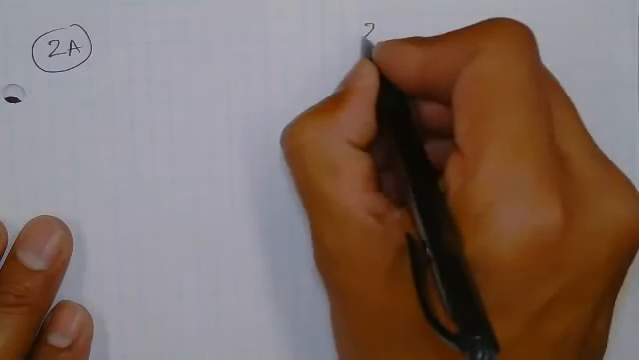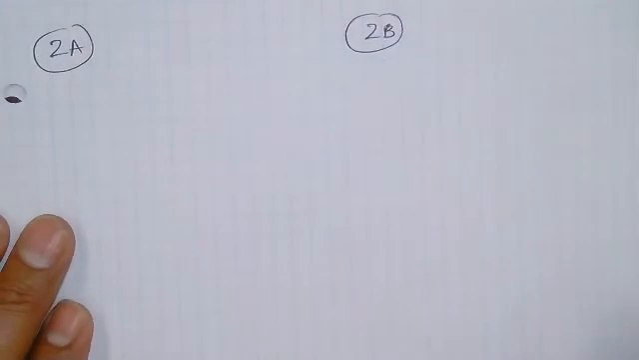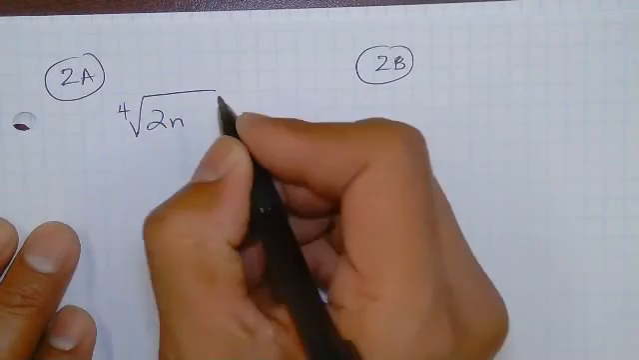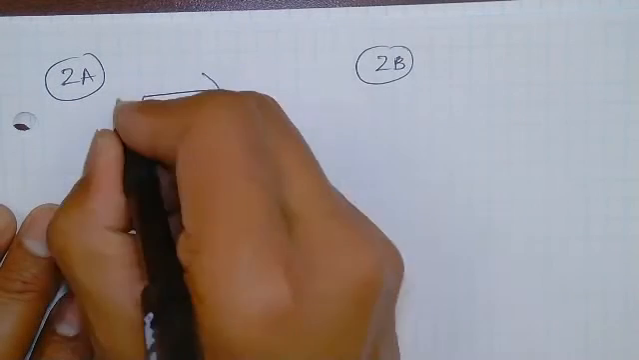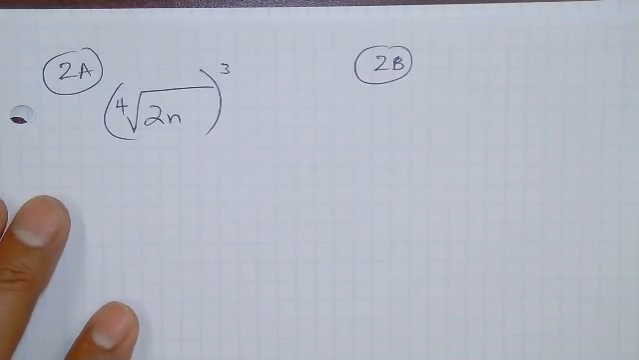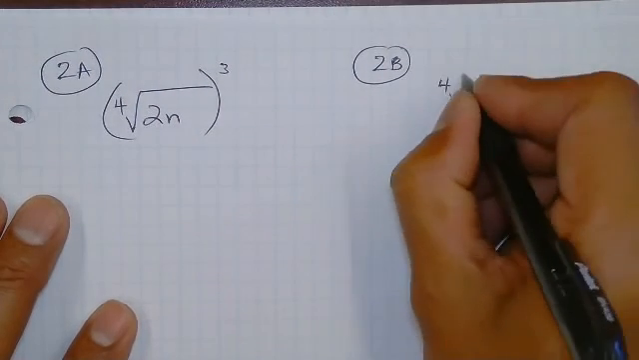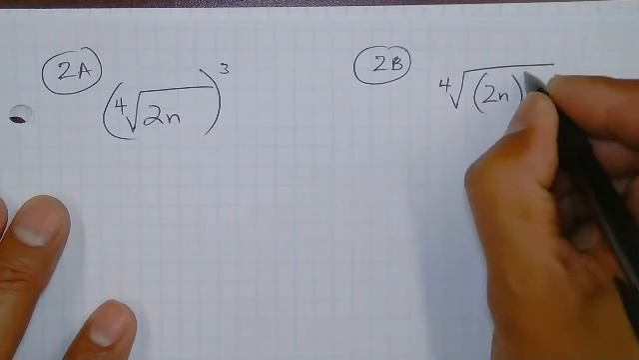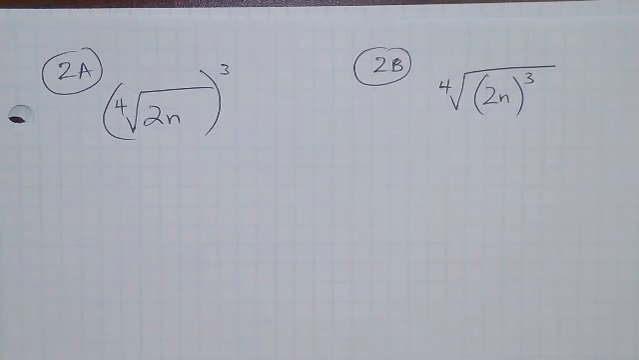Here it goes. It's going to be the same deal, right? All right. So, how about this one? This is 2a and this is 2b. The fourth root of 2n, all to the power of 3. And this is going to be the fourth root of 2n, but on the inside it's all to the power of 3.